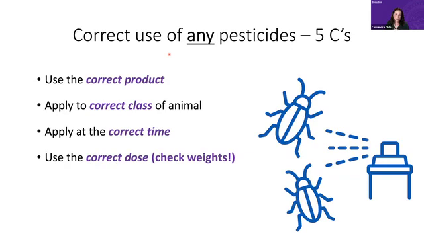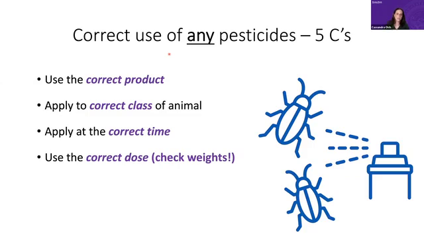Use the correct dose. This is critical. Check weights of animals. So making sure that you're giving an animal a correct dose may be one of the most important things you want to do. Remember how we had the long range and we had that tailing off? Underdosing is the exact same thing as that tail end of that graph. What you're doing is you're exposing your parasites to a little bit of the pesticide, not enough to kill it, but just enough for it to develop that resistance.